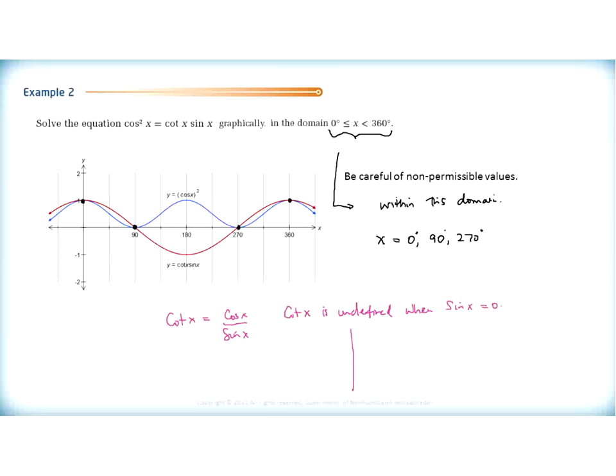Well, let's think with the graph of sine x. The graph of sine x, and I'll just do a sketch here, looks like this, doesn't it? And if you think about the values of sine x, we've got sine x equal to 0 at 0, sine x equal to 0 at 180, and again at 360.